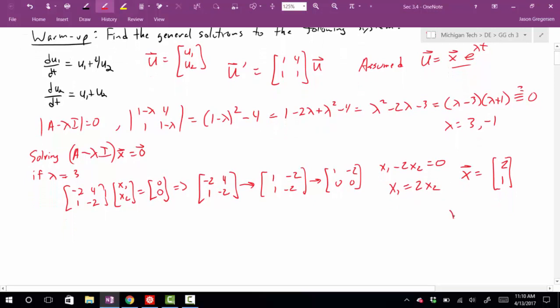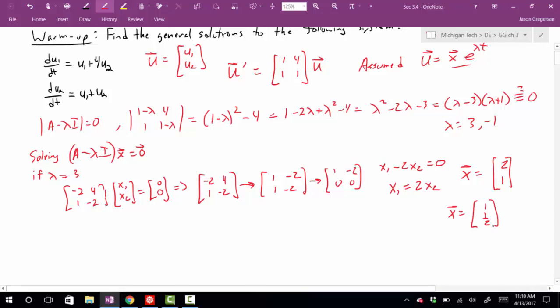You certainly could have said if x2 is a half, x1 will be what? 1. Also an eigenvector. Also perfectly correct. You can throw that in your solution, you'll be all set. However, if I have to do stuff with this later, I probably don't want to carry that half around. So if both of these will work, use the one with integers. Right? It's totally up to you what you choose to put in there.